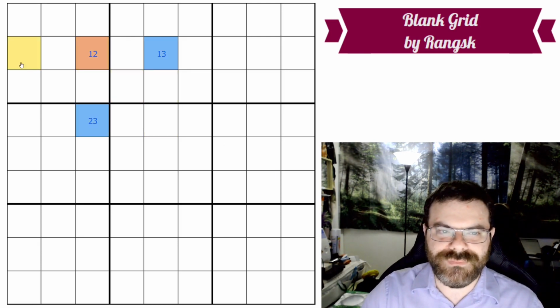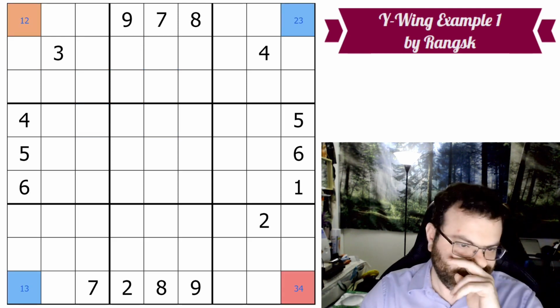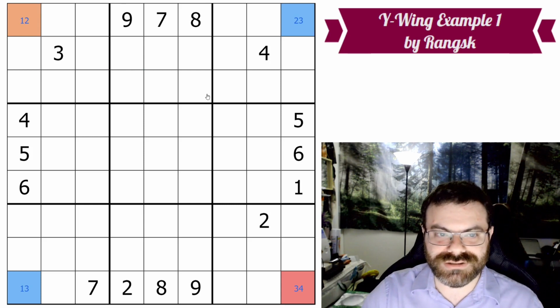Now I'm going to show a bit of a more concrete example, although it's still in isolation. This is not a solvable Sudoku. And I've already colored. So we can see here that this cell sees a 3, 4, 5, 6, 7, 8, 9. And that's going to be our pivot. Then we have this pincer, where it sees a 2, 4, 5, 6, 7, 8, 9. So it's only 1 or 3.